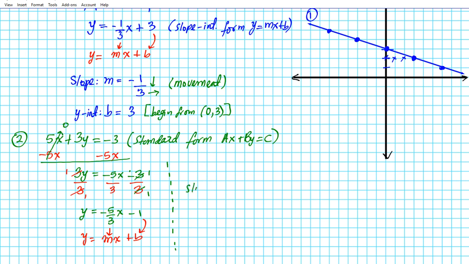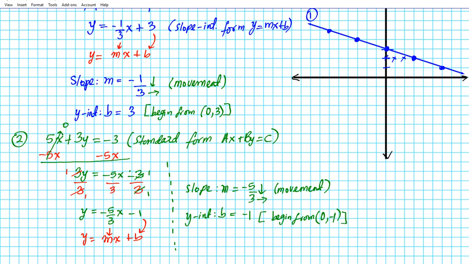Our slope m is -5/3, which means we're going to fall 5 and run 3. Alright, these are movements. And then our y-intercept, where we're going to begin from on the y-axis, y-intercept is the b value, and in this case it's -1. Alright, so this is where we'll begin from. We're going to begin from the point 0, -1. If you graph the y-intercept, it is going to be 0, -1.